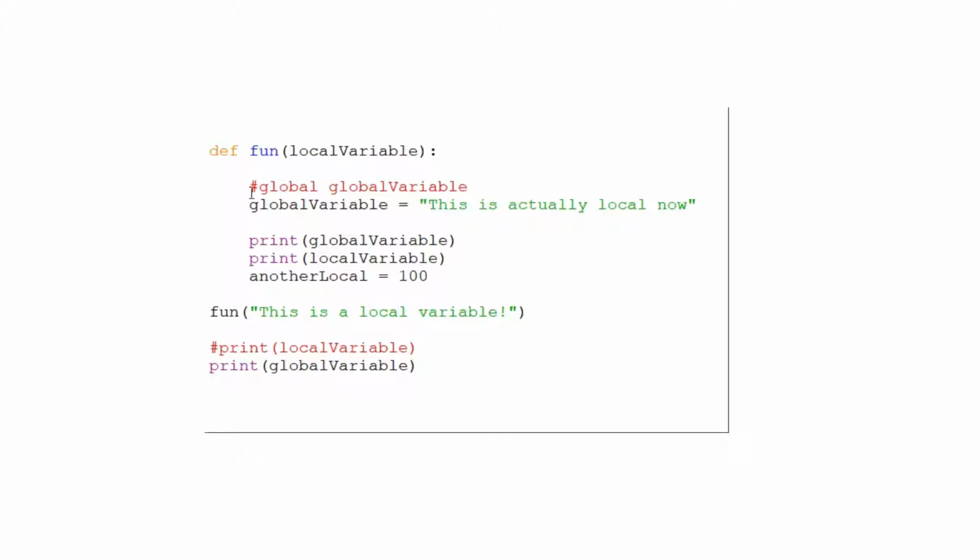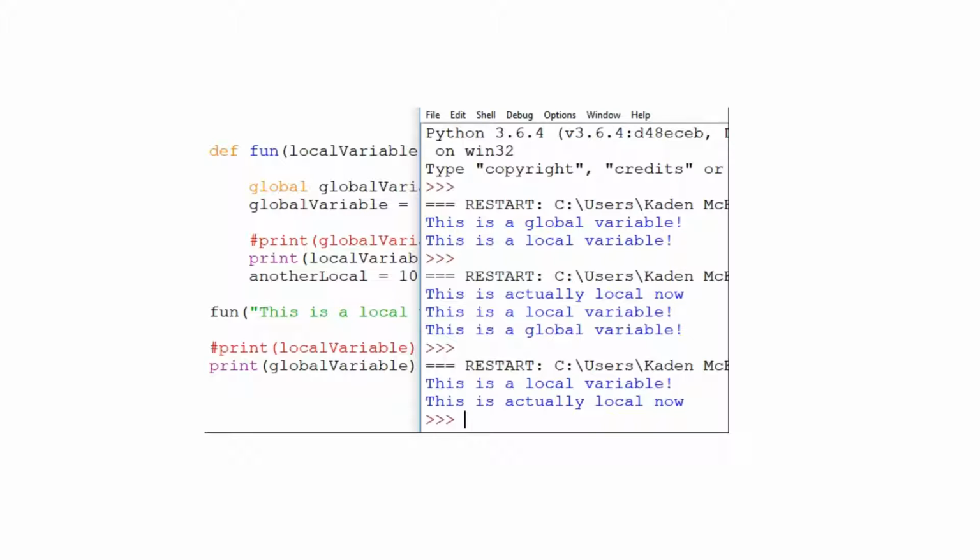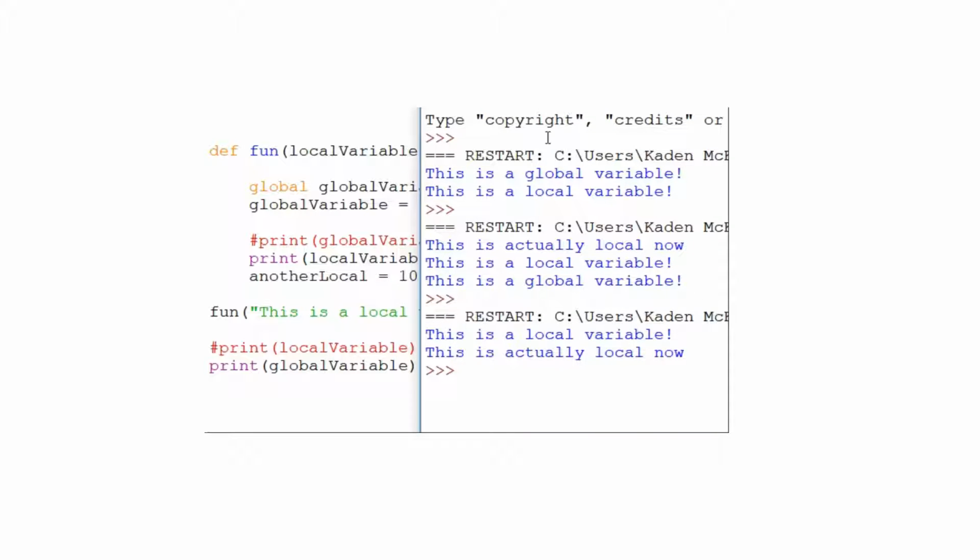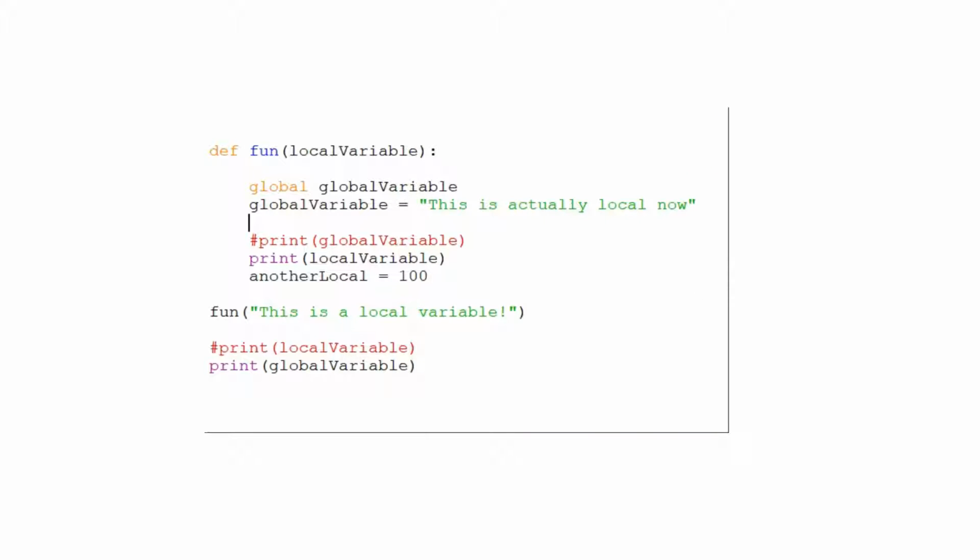So how we can actually fix that, if we want to use the global variable but still change it inside the function, is we can uncomment this and we can use global variable. So now we're referring to the global variable. So now I can just comment out this print, and now the global version will actually say that it's local now because it's setting this value here.